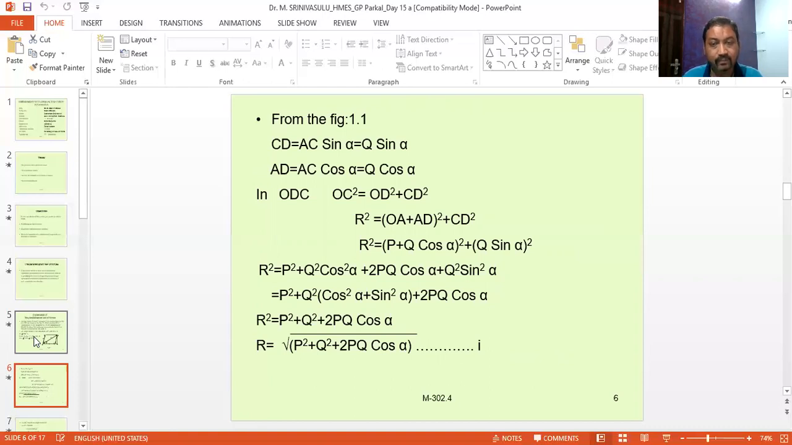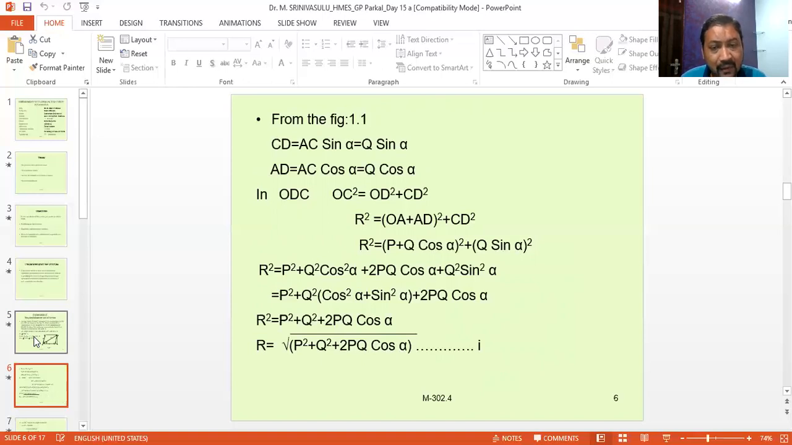Now expanding that equation, R square is equal to P square plus Q square into cos square alpha plus 2PQ into cos alpha. That is the first term, that is nothing but the OD square value. Now the CD is nothing but the Q sin alpha, so CD square is equal to Q square into sin square alpha.